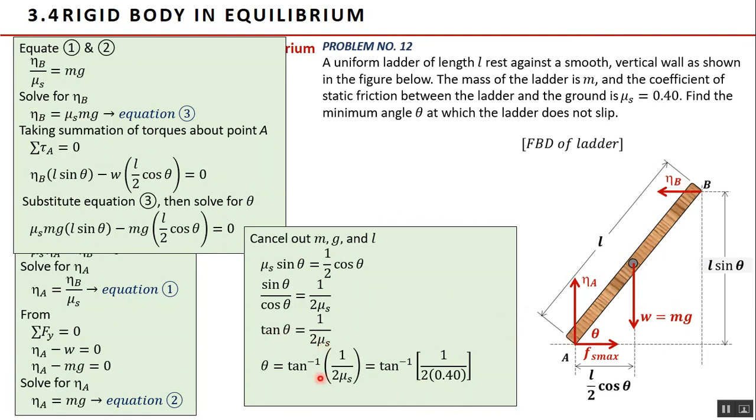Finally, we solve for the angle theta by getting the inverse tangent of the equation. Substituting the given information will give an angle of 51.34 degrees. So this is the minimum angle of the ladder from the ground at which the ladder does not slip. An angle slightly less than this, say 52 degrees, will make the ladder slide and fall. So every time you use a ladder, you must take into consideration this minimum angle to safely climb the ladder.